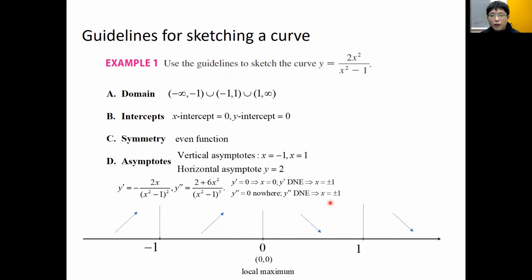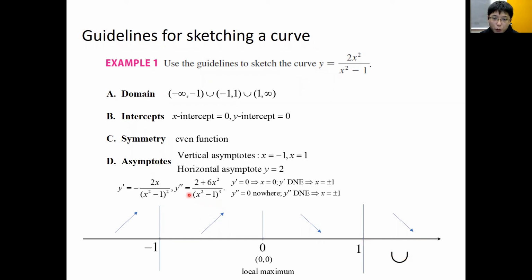Now let's look into concavity. From this analysis, we know that x equals plus or minus 1 will possibly be the points where the concavity changes. So let's simply consider these two vertical line segments. Then we have to discuss the concavity over these three intervals. When x is greater than 1, the denominator is positive and the numerator is always positive. So in that case, y double prime is positive. That way we know that the function is concave upward when x is greater than 1.